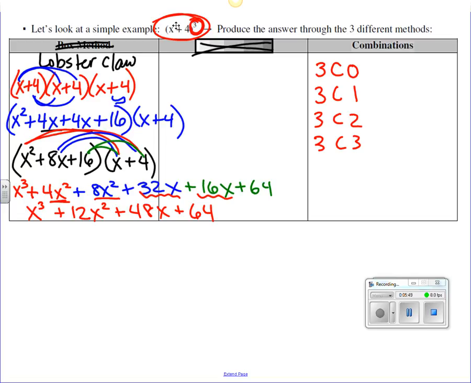All right, your next step is to take the first term, which in this case is an x, and you're going to write it for all of them. So you're going to write an x for all of them.